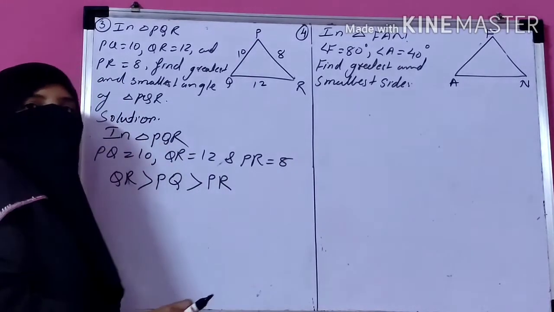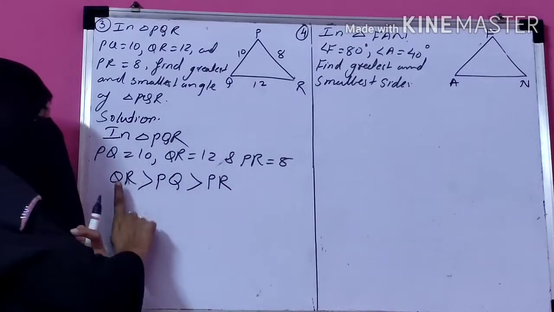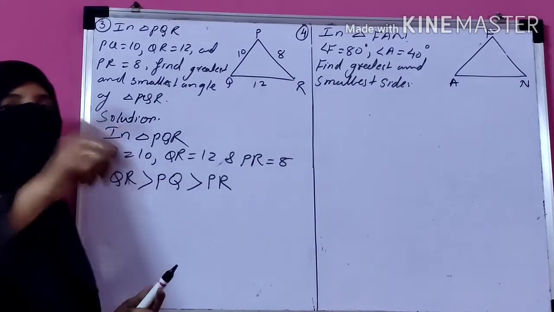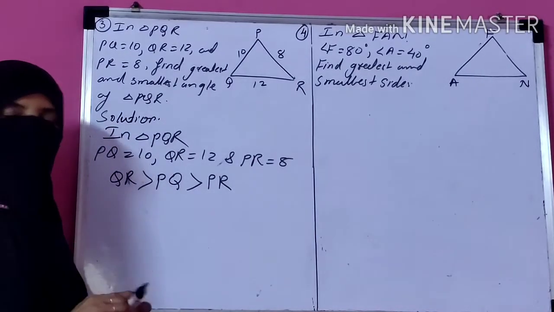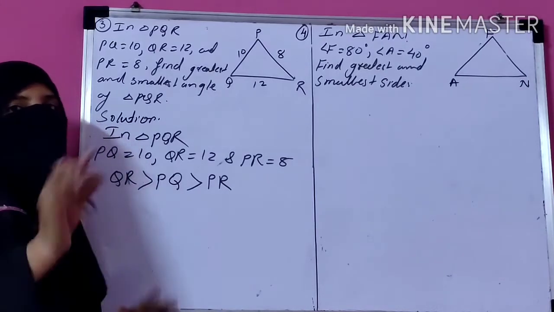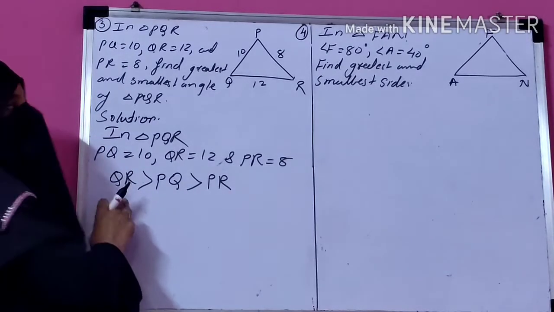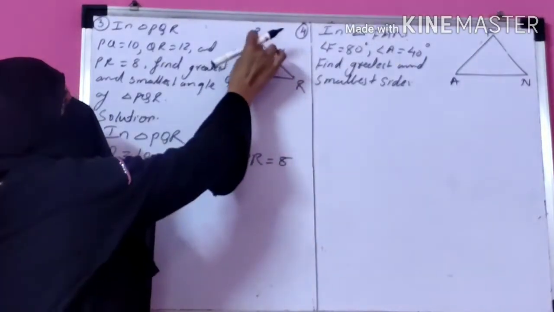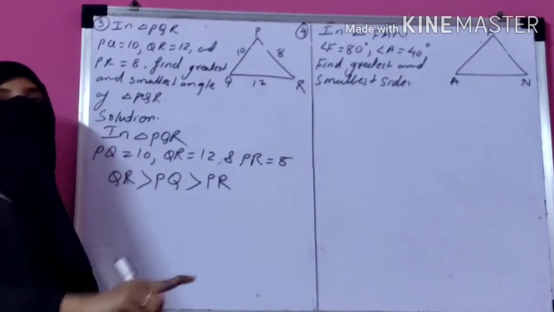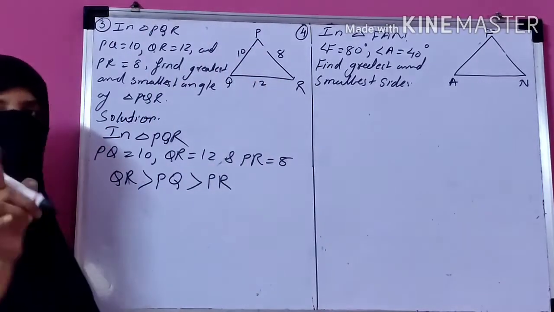Now recall one more property. The angle opposite to the greater side is greater, and the angle opposite to the smaller side is smaller. Here the greater side is QR, and the angle opposite to the greater side is P. So angle P is greater.